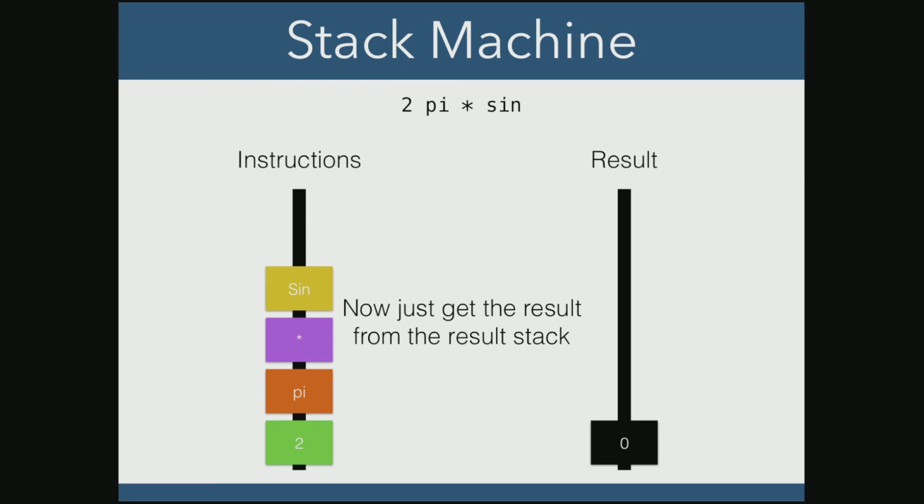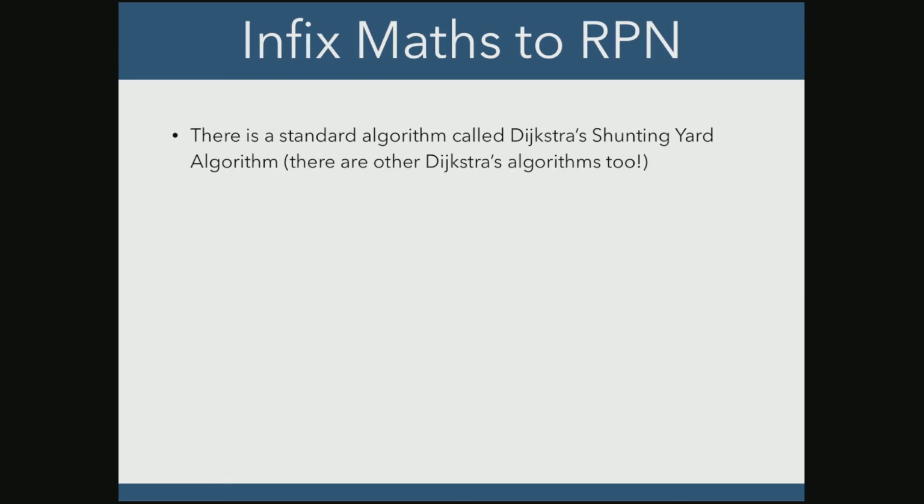But there is a way of going from normal infix maths to this form that computers like evaluating. And you only have to do that once, and then you can evaluate it as many times as you want. Now, that standard algorithm is called Dijkstra's shunting yard algorithm. Edgar Dijkstra, a very prolific computer scientist, had lots of algorithms. Quite a few of them are named after him. This one is the shunting yard algorithm.